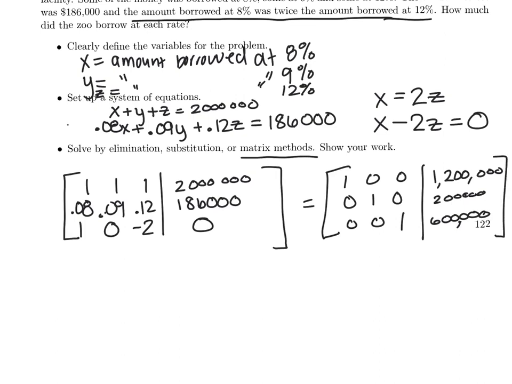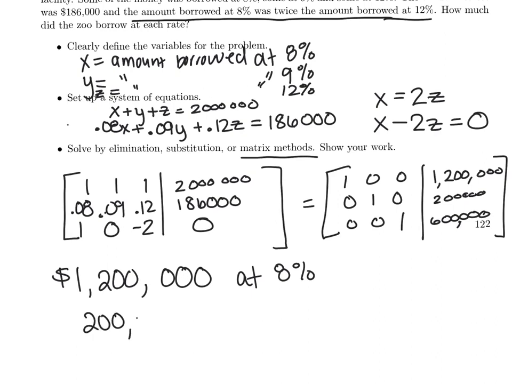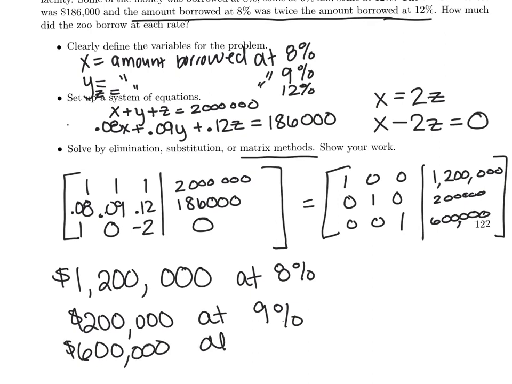If we take and add those three numbers up, that does add to our 2 million. So then you need to summarize your answers. We're going to borrow $1.2 million at 8%. Then we're going to borrow 200,000 at 9%. The second variable is 9. And then the last one we're going to do is the 600,000 at 12%.